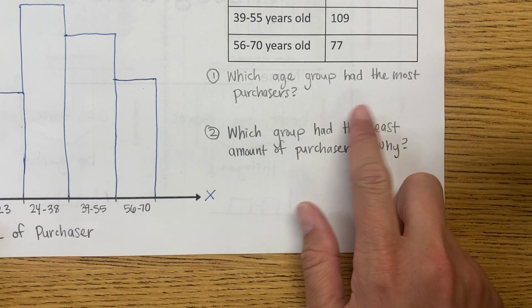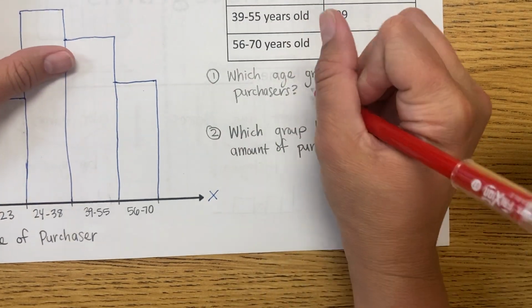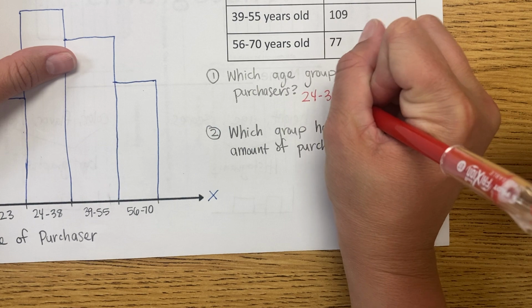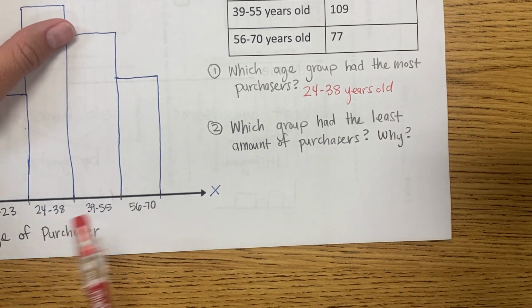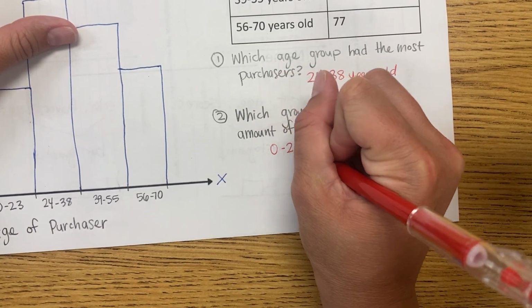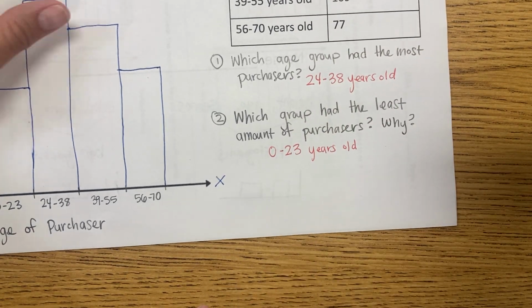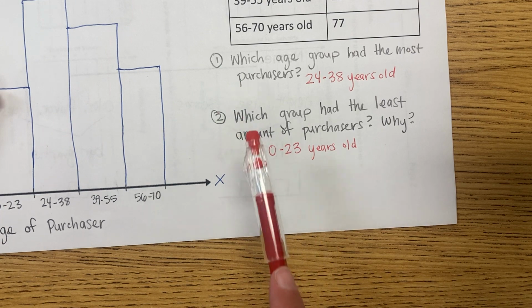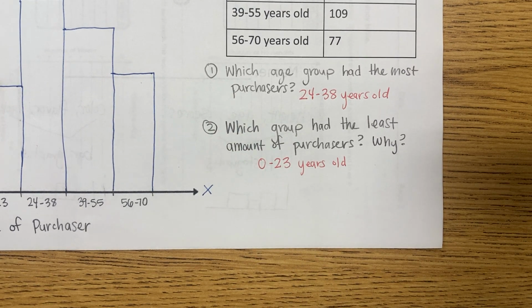All right, guys, which group had the most? If I look on here, the most amount was between 24 to 38 years old. Okay. My least was going to be 0 to 23 years old. Why do you guys think that? I can tell you what I think. First off, is a baby buying Legos? Obviously not, okay? But they did this group from 0 to 23 encountering the babies.